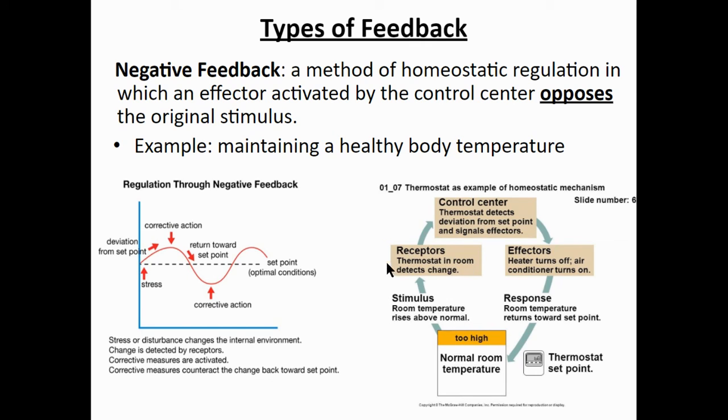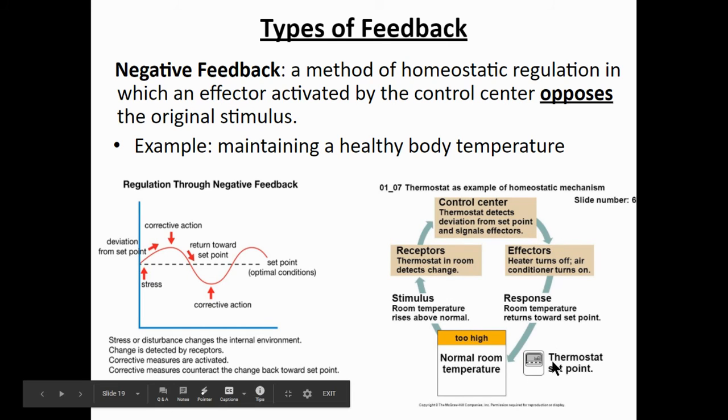So then the thermostat is going to detect the change that it's too high. It's going to tell the control center that it needs to turn on to get it to cool down. And then the effector is that the heater is going to turn off and the air conditioner is going to turn on and put more cold air into the house. And then it goes back towards the set point that you originally set it for.